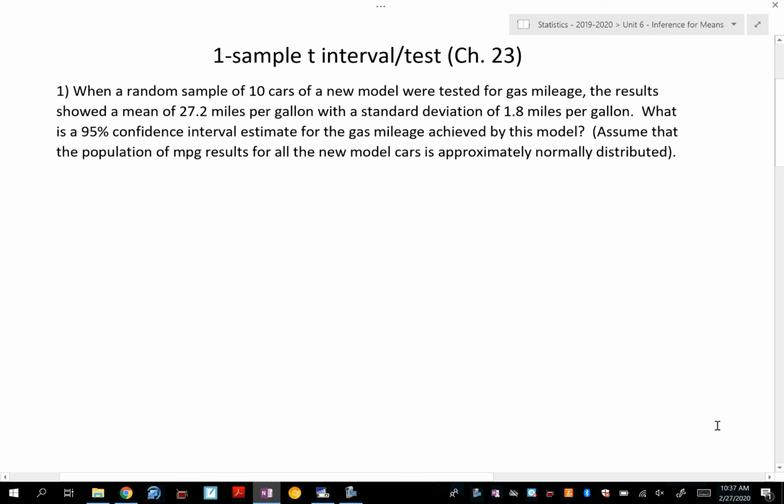All right, so let's get started. Let's do a one sample t interval for a mean. In this question, we have a random sample of 10 cars of a new model, and they were tested for their gas mileage. It gives us the results, 27.2 miles per gallon. So what is that?